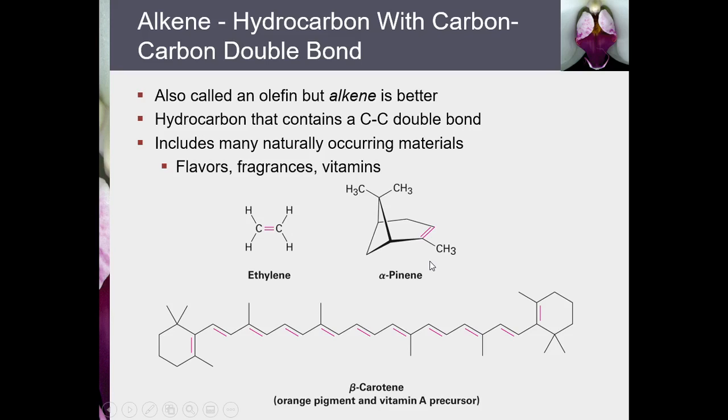So what are alkenes? Alkenes are also called olefins, and these are hydrocarbons that contain a carbon-carbon double bond. Alkenes are found in many naturally occurring materials like flavors, fragrances, and vitamins. So we have here some examples, like ethylene. Ethylene is a plant hormone that induces ripening in fruits.